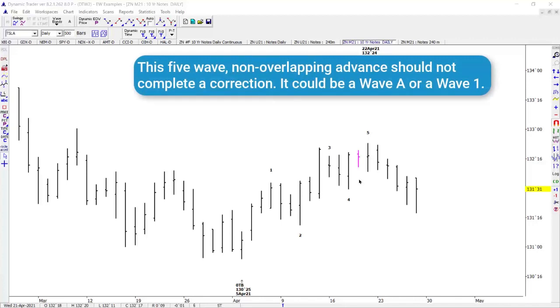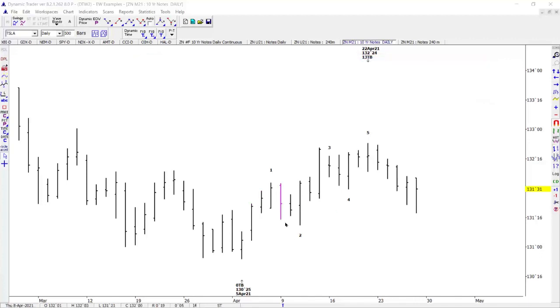So if notes are making a correction to a higher time frame bear trend, this should not be the end of a correction. This should only be the wave A of that correction. So we can label this a wave A. Let's just do that. And this would be part of our completed wave B. Can it be a completed wave B?